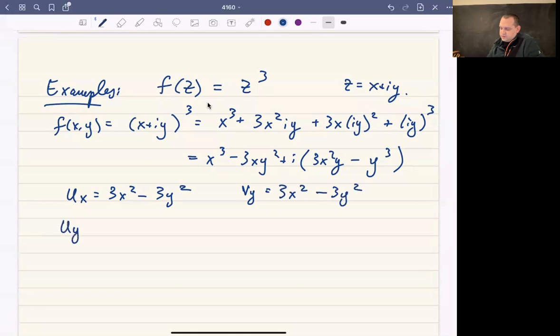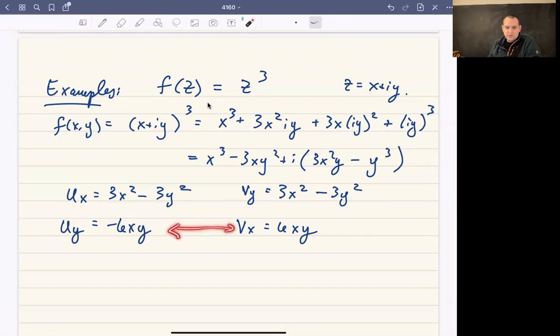If we look at the partial of u with respect to y, the x cubed goes away, and you end up with negative 6xy. And if you look at the partial of v with respect to x, you're going to end up with 6xy, and the y cubed differentiates to 0. So you really do end up with what you want. U sub x and v sub y are equal. U sub y and v sub x are equal, except for that minus sign, so one is equal to negative the other. So these really do satisfy the Cauchy-Riemann equations.